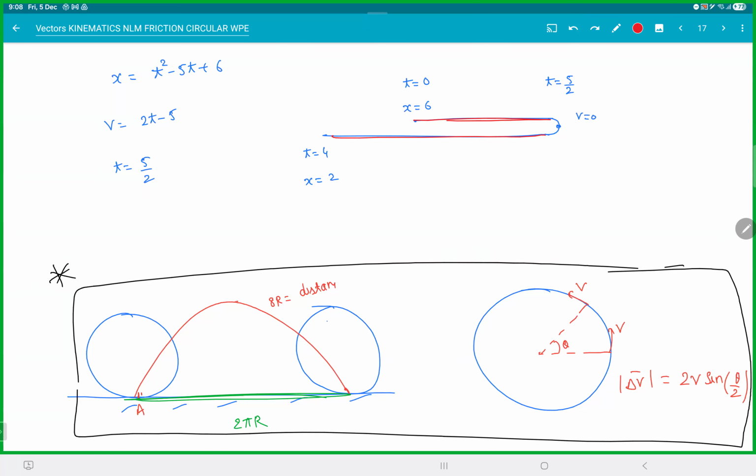And I hope you remember this result. If a particle is going in a circle, the change in velocity is 2v sin theta by 2. Pretty standard result, comes a lot in CET kind of exams. So if a particle is going in a circle with constant speed v, find the magnitude of the change in velocity when it rotates by an angle theta. Clear with this?